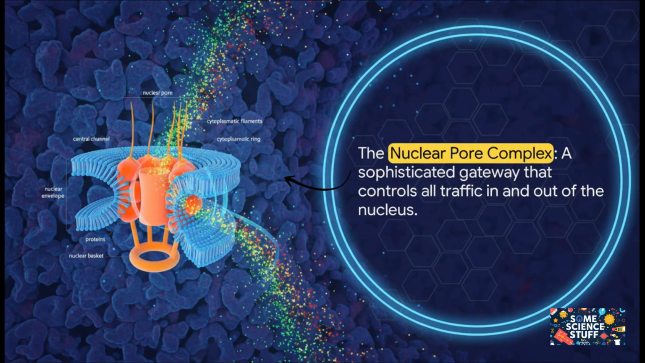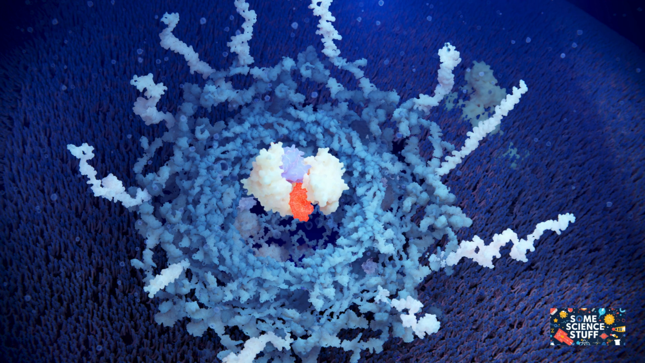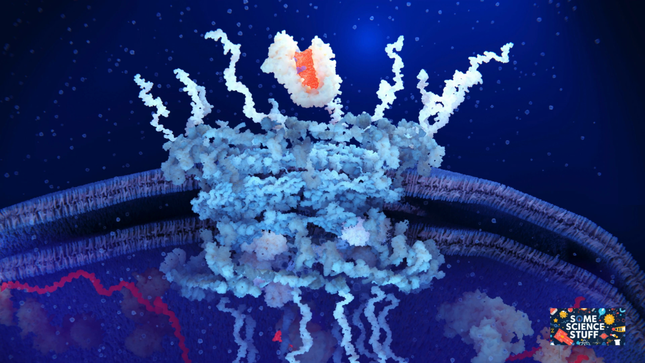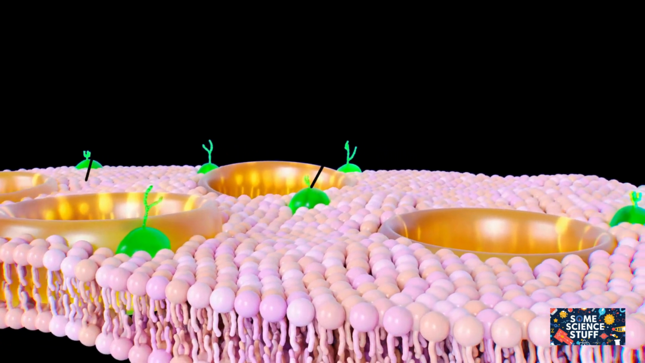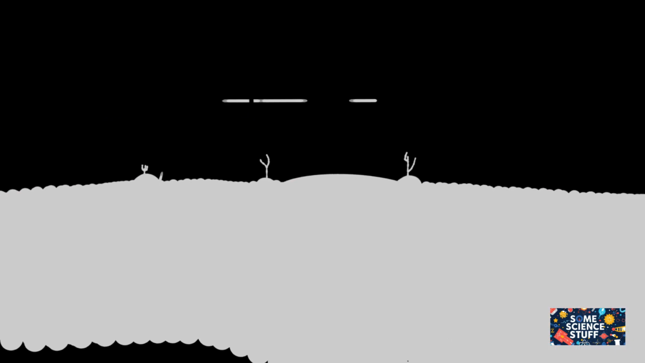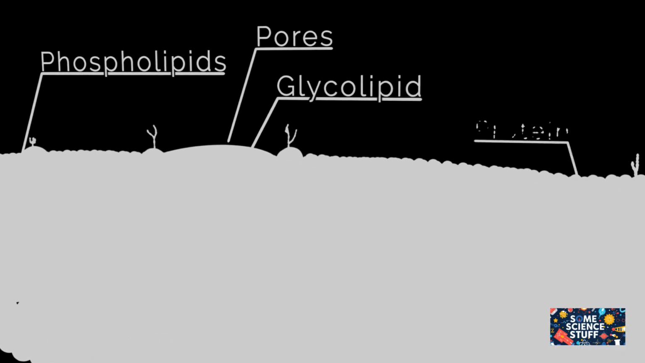But how does anything get through that high-security wall? Well, through these gateways. And these aren't just simple holes. They are massive, incredibly intricate structures called nuclear pore complexes. Think of them as the highly regulated security checkpoints controlling all traffic between the nucleus and the cytoplasm. And I mean it. These pores are the only way in or out. They selectively transport large molecules like RNA and proteins, making sure that only the right signals get in and the right instructions get out. This regulation is absolutely critical for controlling which genes are turned on or off at any given moment.